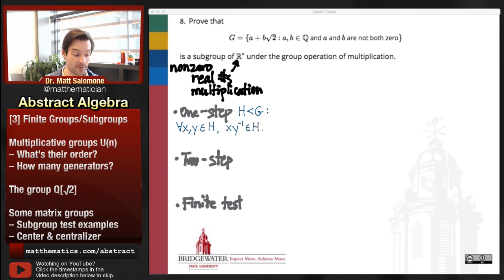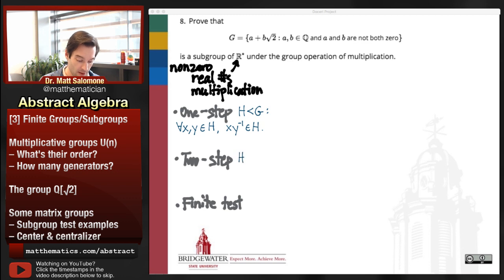So in other words, if you hand me a set, and that set has the property that any 2 elements I pick out of it, x and y, if I replace y by its inverse and multiply it by my x, that product remains inside my subset. If my subset has that property, then that subset is more than just a subset. It's a subgroup of G. So that's the one-step subgroup test.